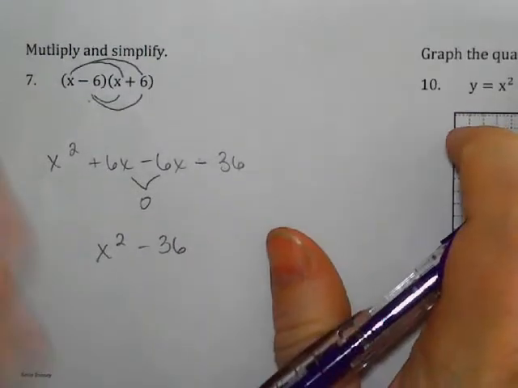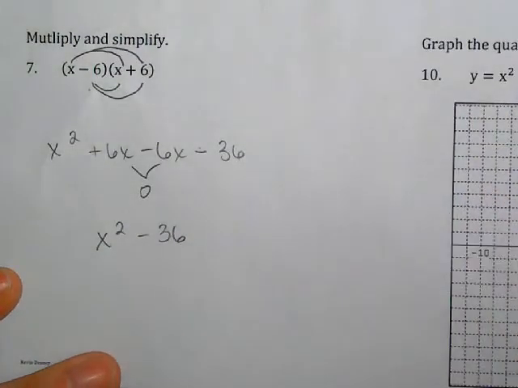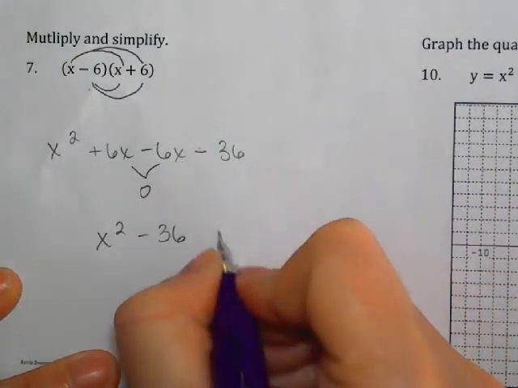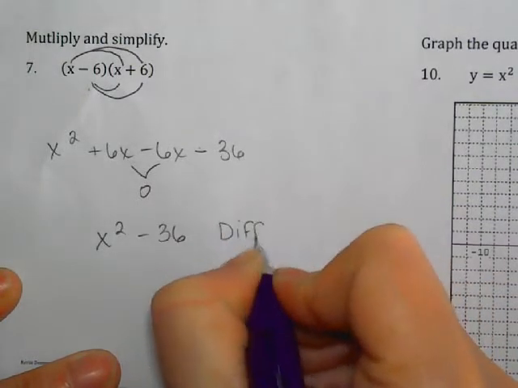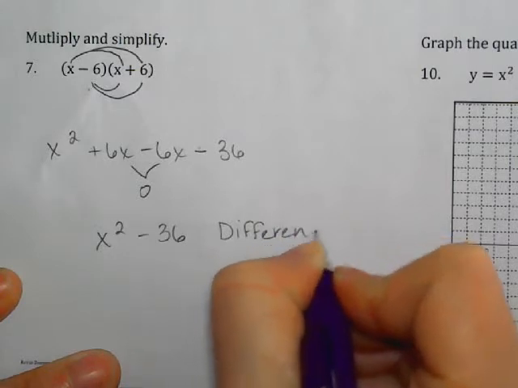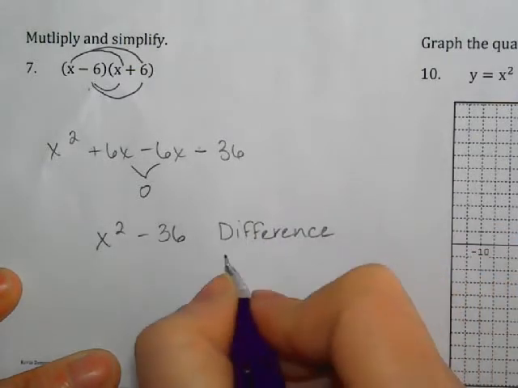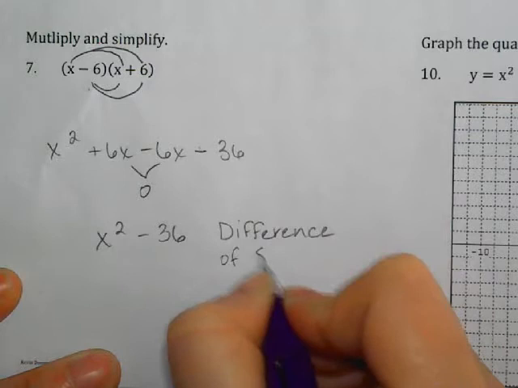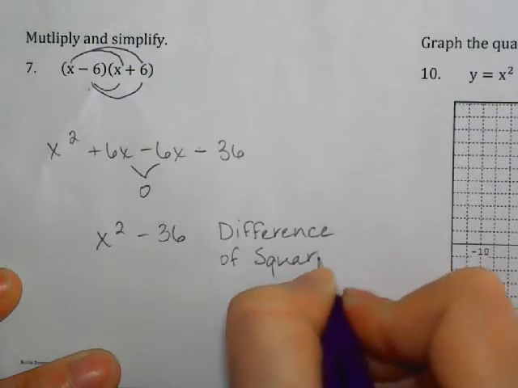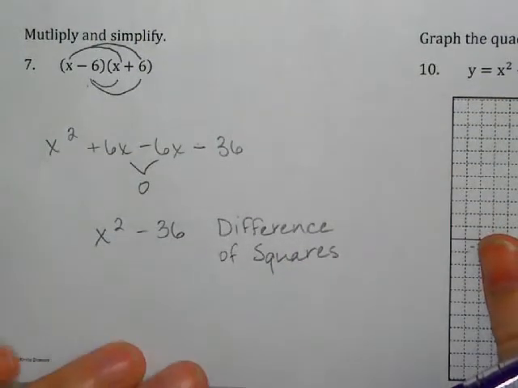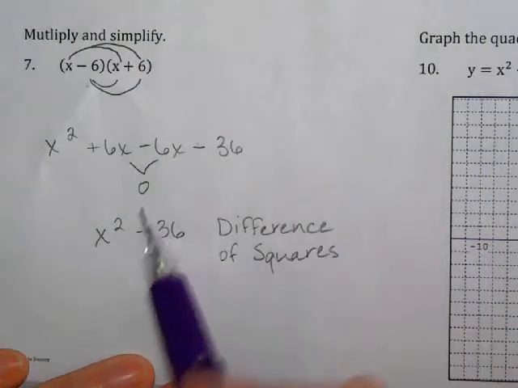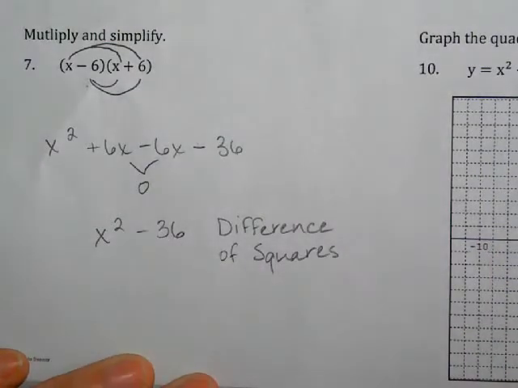Does anybody remember what that's called? I don't know, but it's like the perfect... Close. Not the perfect square trinomial. This is a difference of squares. I knew there was something about squares. So the difference is the subtraction part, subtracting two perfect squares.